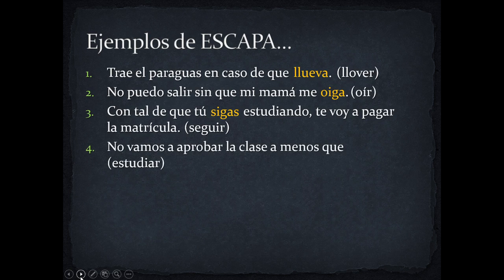Número 4. No vamos a aprobar la clase a menos que blank. So, aquí tenemos la expresión a menos que. That's the A of escapa. A menos que. And what does that mean? Unless. So, no vamos a aprobar. Aprobar significa to pass. To pass, in this case, to pass a class. So, no vamos a aprobar la clase a menos que. So, we are not going to pass the class unless, and of course, we have the verb here to study. Probably what we're saying here is we're not going to pass the class unless we study.